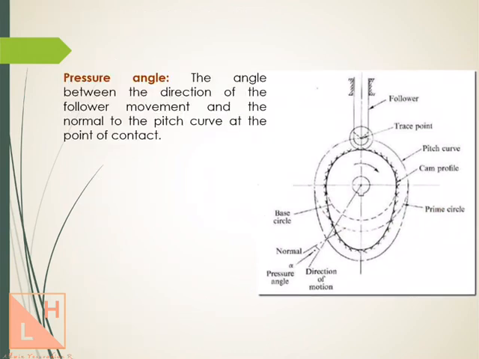Next one is called the pressure angle. The pressure angle is the angle between the direction of the follower movement and the normal to the pitch curve at the point of contact. Suppose this is the point of contact of the follower, then you just draw a normal line, a line perpendicular to the pitch curve. So this is the pitch curve we have, and when a perpendicular line is drawn to it, with this being the position of the follower, there will be some angle developed. That angle is called the pressure angle.